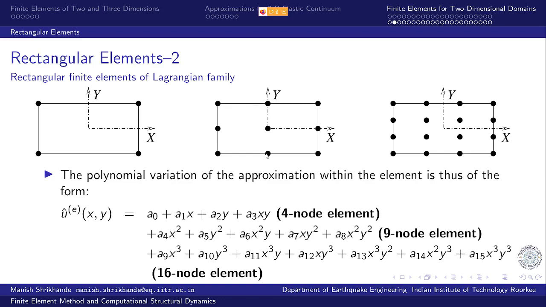A 9 node element will have these four terms. In addition to these four terms, there will be 5 more terms. And what are those 5 more terms? Obviously, they will have the remaining two quadratic terms. So that makes this approximation complete up to second degree. But then we will have two terms coming from cubic variation and one term coming from quartic variation.